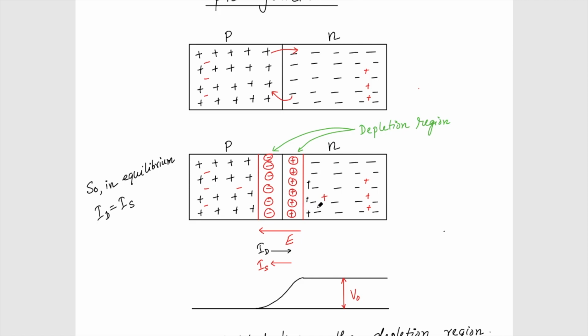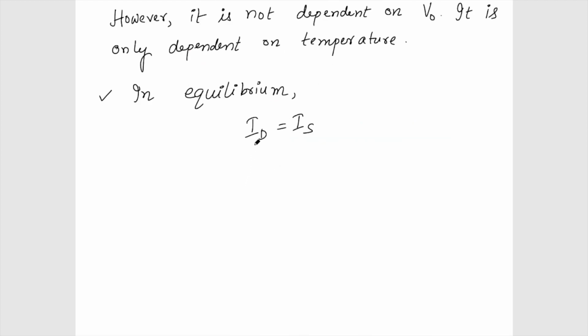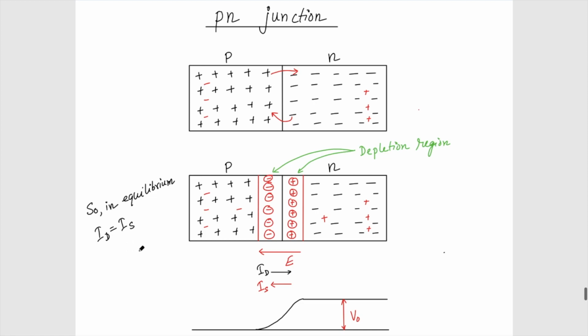Similarly, more electrons will come near this region and they will get drifted to the other side. So there is a balance of the diffusion current and the drift current in the equilibrium condition. Now suppose there is a disturbance in the equilibrium condition because of the increase in temperature. As I was mentioning, with the increase in temperature, the minority charge carriers are going to increase, and this will lead to an increase in the Is current.